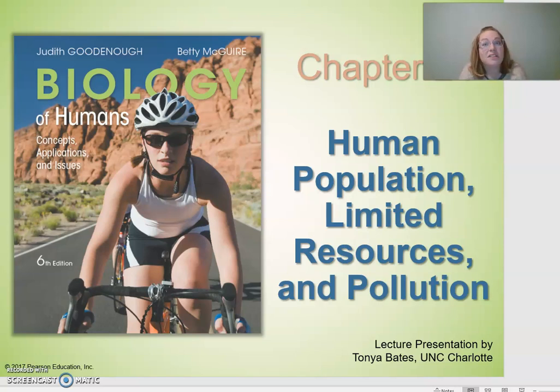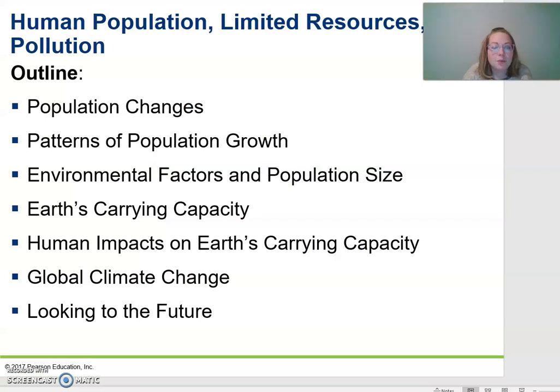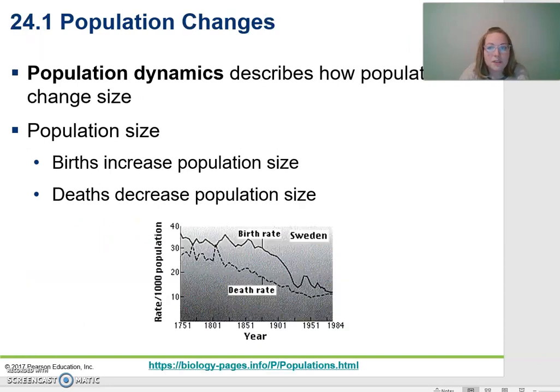You're on the last chapter, chapter 24, Human Population, Limited Resources, and Pollution. So this chapter is kind of a broad look at human population, how populations grow, how that affects the earth, and then look a little bit at climate change. Okay, so we're going to focus a lot of this chapter on population dynamics. That's how populations change in size. Are they growing? Are they decreasing in size? Are they influenced by other populations, by their resources, etc.?